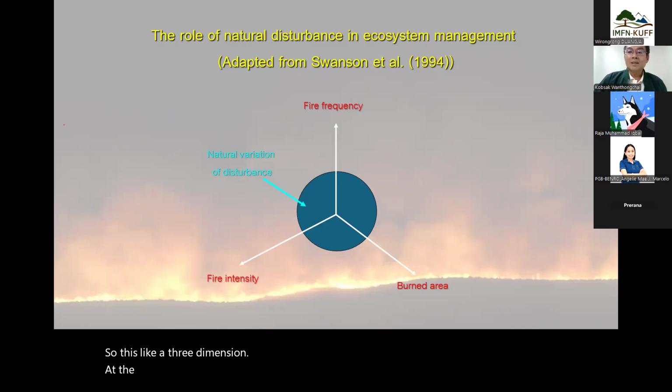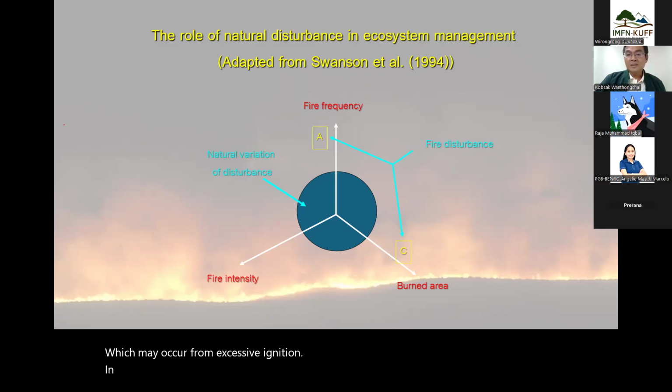At the center of the axis is the natural variation of disturbance, represented by the blue zone. When fire occurs within this zone, with a balance between fire frequency, intensity, and burn area, it tends to maintain ecosystem function. So let's take a look at the labels. A is here. A shows an increase in fire frequency, which may occur from excessive ignition.